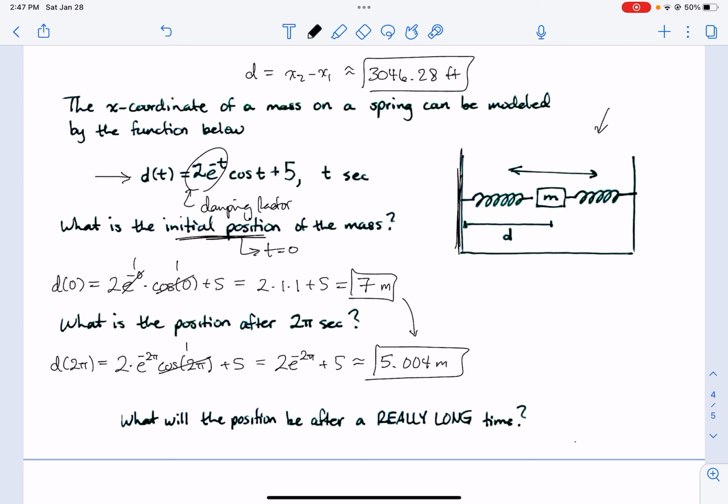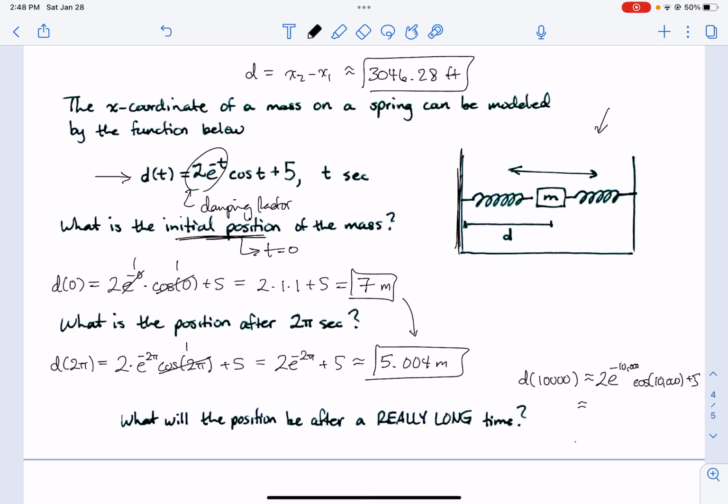So there's a couple ways you can approach this. One way is you could take this function and just plug in a very, very big number, right? And you could find an approximate answer there. So you could literally try to calculate, okay, what is 2e to the negative 10,000 times cosine of 10,000, and then plus 5. That's fine. That should give you a pretty good answer, or at least tell you what it's approaching.